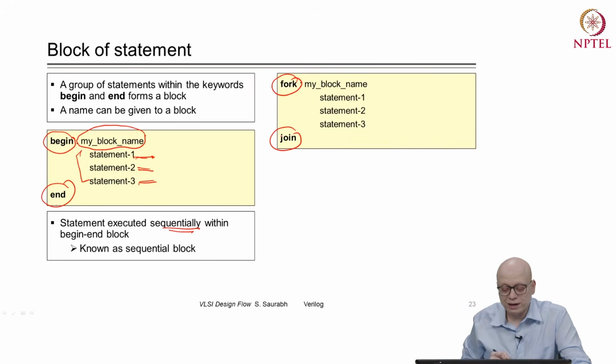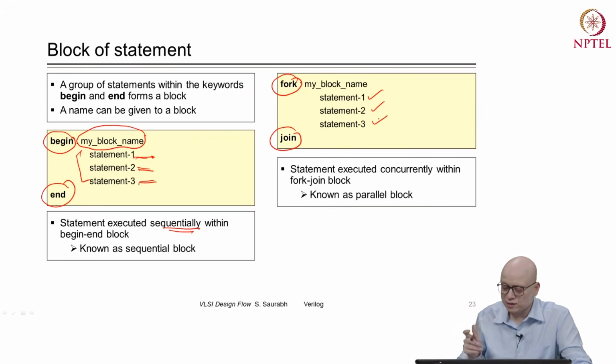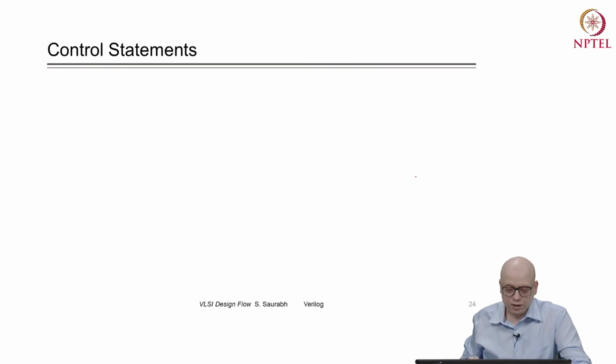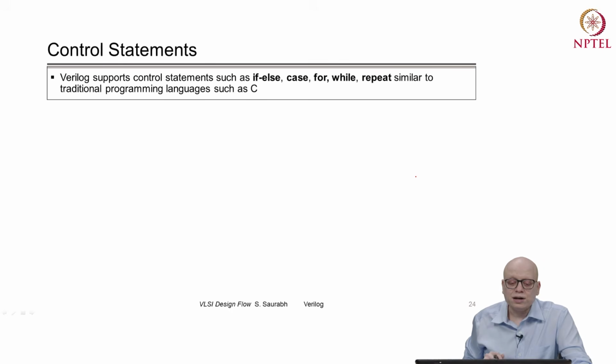We use, instead of begin end, fork join, and then the statements here are executed parallelly, or concurrently, and this kind of block is known as a parallel block. Verilog supports control statements: if else, case, for, while, repeat, similar to the C programming language.